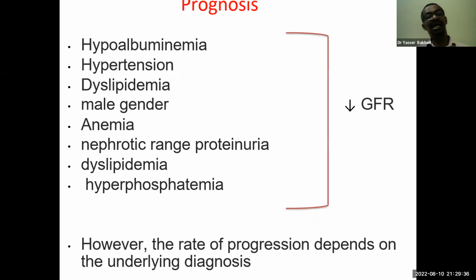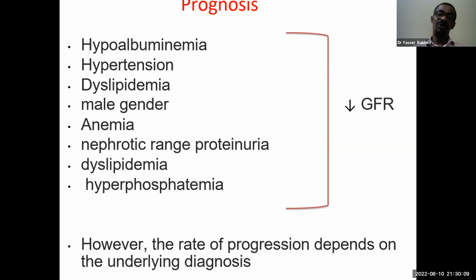The risk, the hypoalbuminemia, usually if it is not treated, this condition can lead to reduced GFR. Here, hypoalbuminemia, hypertension, dyslipidemia and male gender are high risk to develop chronic kidney disease progression, along with anemia, nephrotic range proteinuria, dyslipidemia, and hyperphosphatemia.